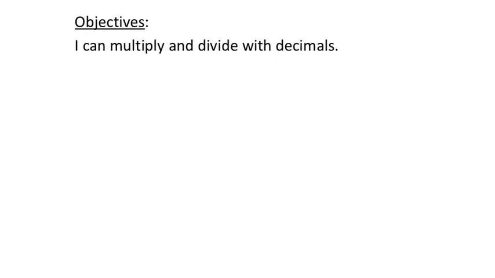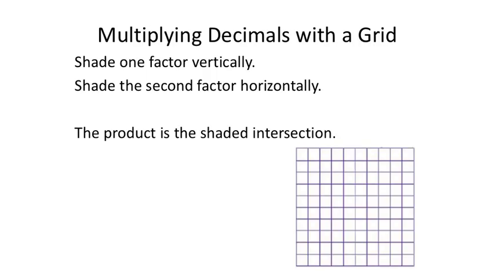All right, our objective for the day: I can multiply and divide with decimals. Now, the truth is, if you can multiply and divide with just regular old-fashioned numbers, then this should go pretty well, relatively at least. Of course, we're going to add a couple extra rules or steps to the process, but if you can do it with regular numbers, you can do it with decimals. You just need some practice in order to get the rules down.